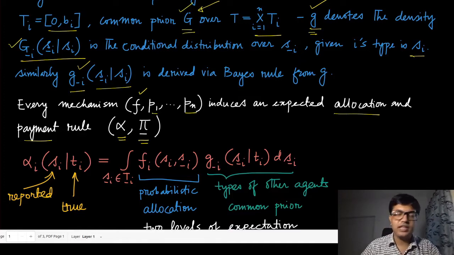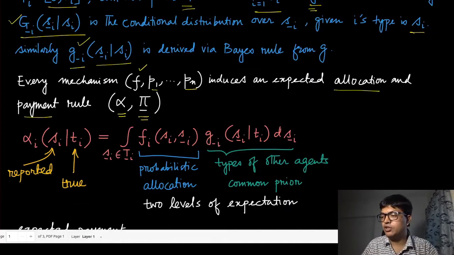So what is this alpha? Alpha again has components for each of these players. So this is the ith component of that allocation. But now notice that it is no longer a function of s_{-i}, because we are going to take the expectation with respect to s_{-i}, and therefore it is only a function of two things: what its true type is, and what its reported type is. So now it is going to be defined in the following way.